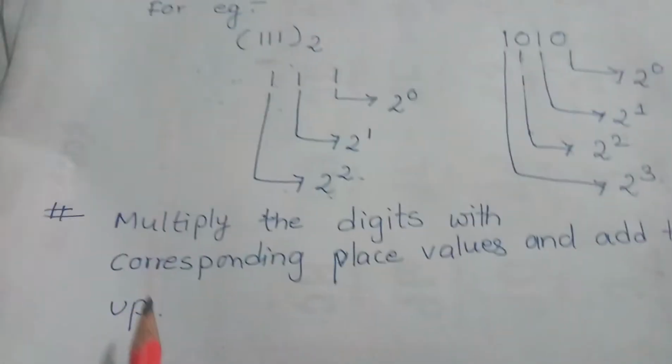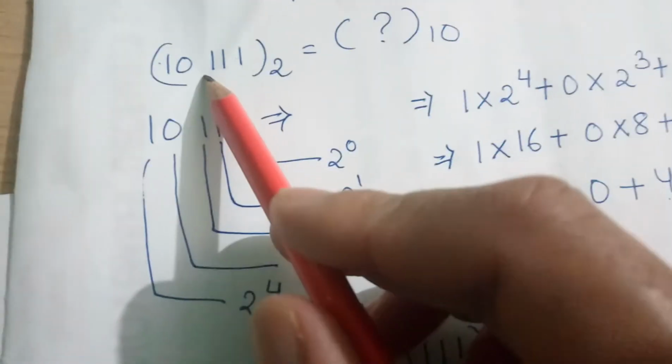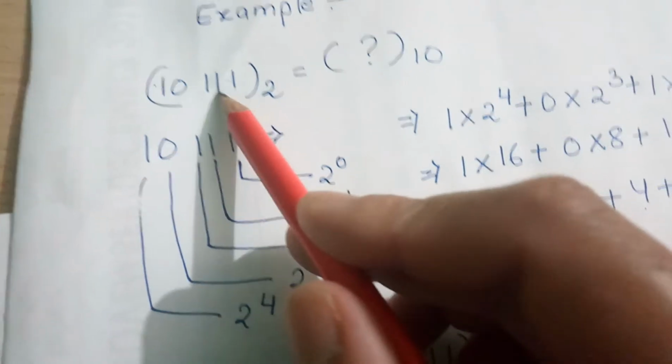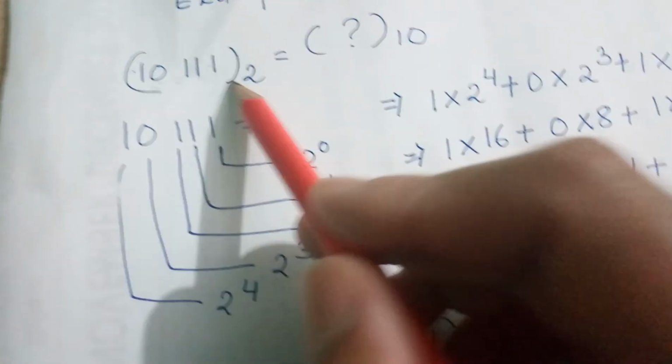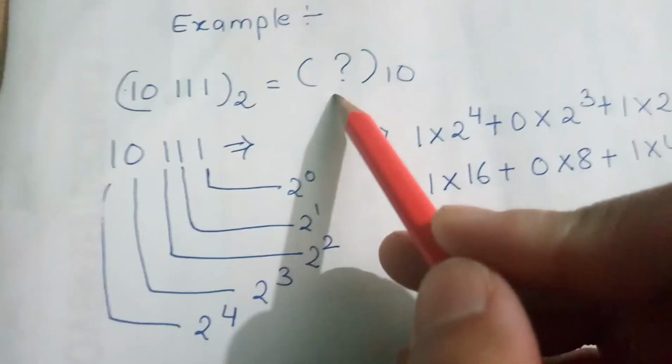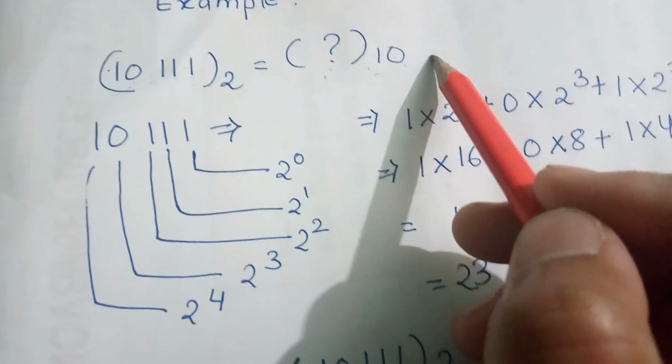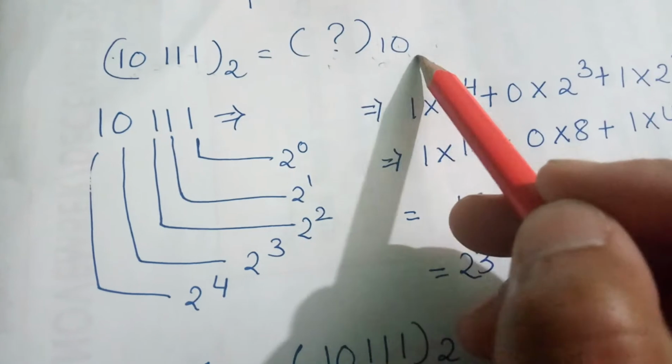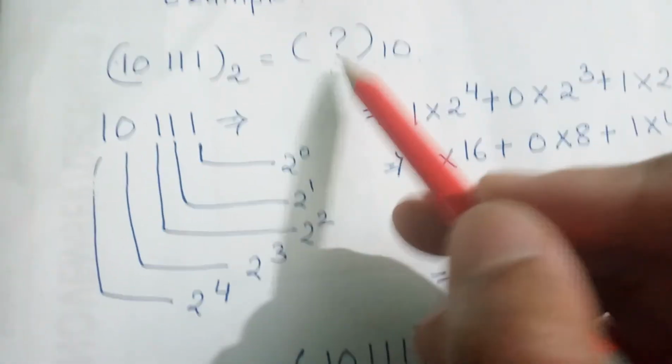So now let's see an example regarding this. For example, I have taken a very simple example over here, 10111, and this is a binary number. We need to convert it into a decimal number. Since for a decimal number the base is 10, I have written over here the base 10. We need to calculate this. We need to find out this.